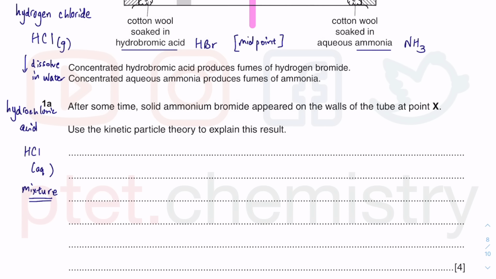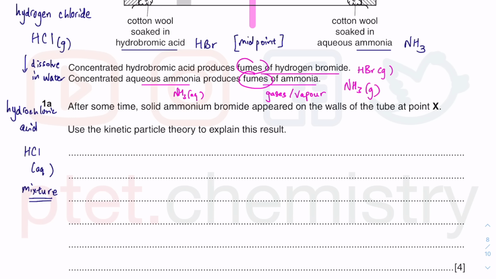They already tell you that you get fumes of hydrogen bromide, which is just HBr gas, from this hydrobromic acid. Even though it's concentrated, it's still dissolved in water. So it's just boiling off and giving you HBr gas. Aqueous ammonia, it's the same thing. Ammonia dissolved in water. What you get is fumes. Fumes refer to gases. It refers to vapor. So all those things, vapor or fumes, refer to gases. So gaseous particles will diffuse faster than liquid or solid particles.